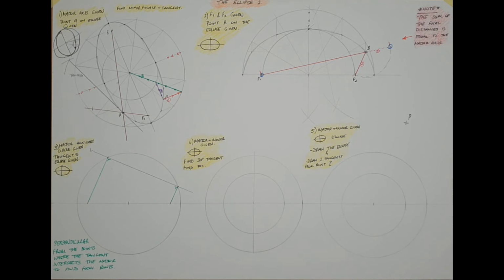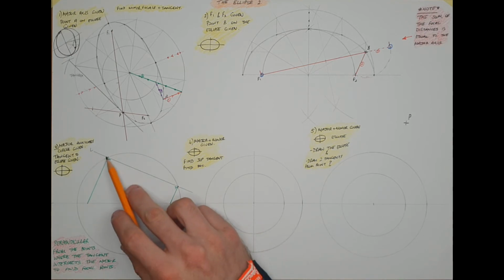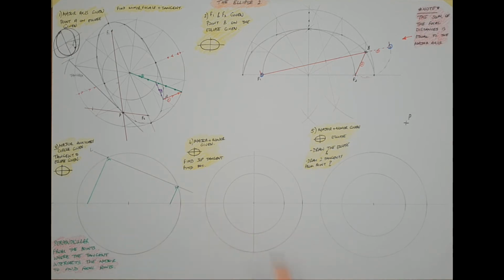There we go. So that's our little bit of key learning for this one here. We go perpendicular from the points where the tangent intersects the major to find the focal points. That's just a little extra key rule that we have right there, and that is a constant in our conic, in our ellipse. So perpendicular from the points where the tangent intersects the major circle give us our focal points.